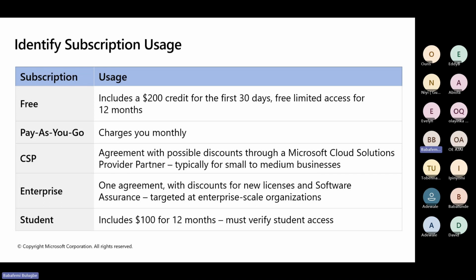So we have the pay as you go, which at the end of the day, you will be charged every month. So it is what you used that you will be charged for. That's not free. It's pay as you go. Then another subscription that we have is the CSP subscription. The CSP is what we call the cloud solution provider.